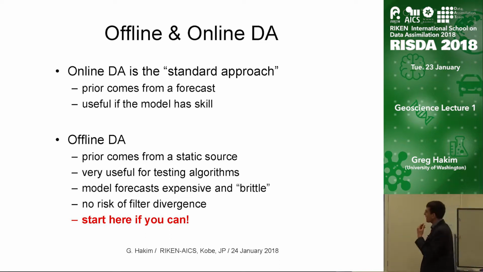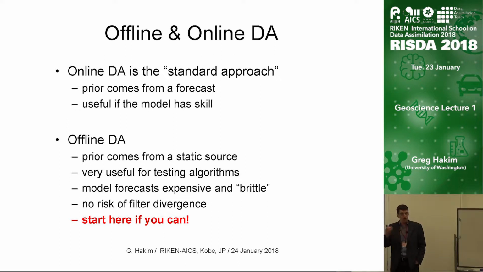All right, so let me talk for a moment about offline and online data assimilation. Online is basically what you've heard about so far, this notion of cycling, sequential data assimilation, where the prior is coming from a forecast from an analysis we had some relatively short time period beforehand. Because for weather and ocean prediction, these forecasts are extremely accurate. They give us very accurate estimates of the measurements that we're going to assimilate at the next time. So this is very, very useful if the model has skill. We're not always in that situation.